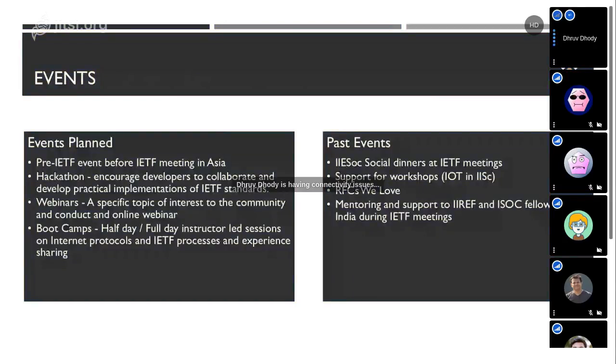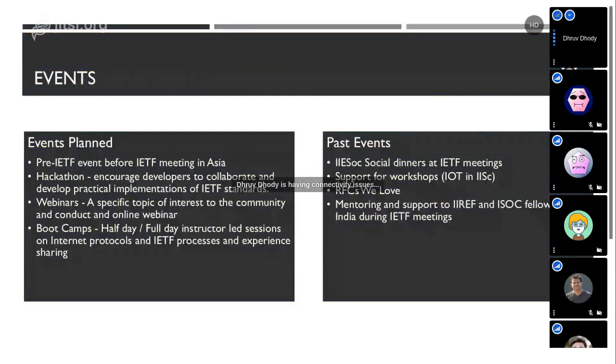Some of the things we have done in the past: we have had social dinners at every IETF meeting so that Indians get to know each other in a social setting and try to help each other out, because IETF is a vast domain and sometimes we stick to our specific areas. So this becomes a good way to socialize among Indians and the Indian diaspora.